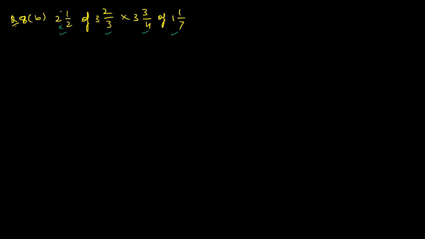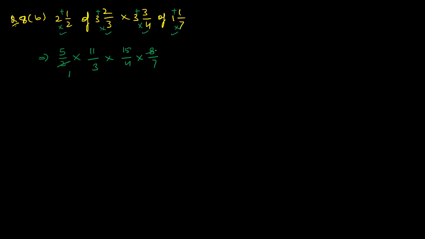So 2 twos are 4, 4 plus 1 is 5, 5 upon 2, of means multiply, 3 threes are 9, 9 plus 2 is 11, 11 upon 3, multiply 3 fours are 12, 12 plus 3 is 15 upon 4, multiply 4 sevens are 28... 7 ones are 7, 7 plus 1 is 8, 8 upon 7. So students, I have changed all the mixed fractions into improper. Now we will see what numbers we can reduce in cross.